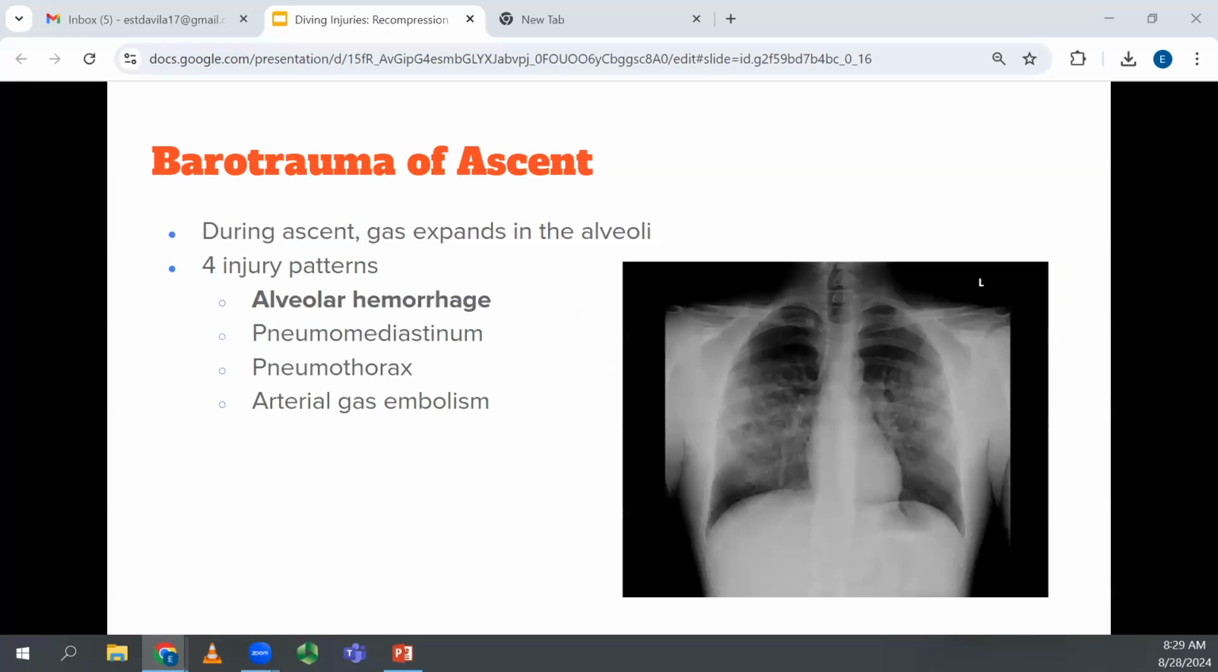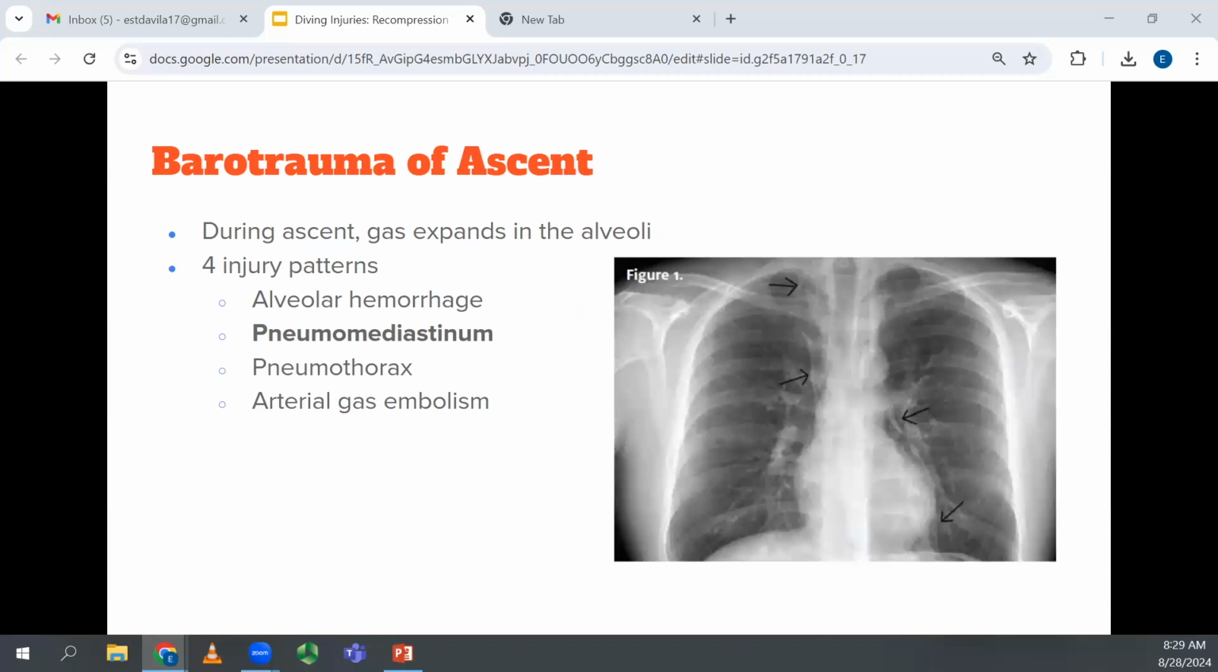So the first is alveolar hemorrhage. The gas expands in the alveoli and just causes damage there. It can cause an intraparenchymal damage. Here's a chest x-ray that shows it. The treatment is usually supportive care, oxygen therapy if they need it. They could have some chest pain, some shortness of breath. The next is pneumomediastinum. So the same injury happens and then the gas travels to the mediastinum, but most cases of pneumomediastinum are also supportive care.